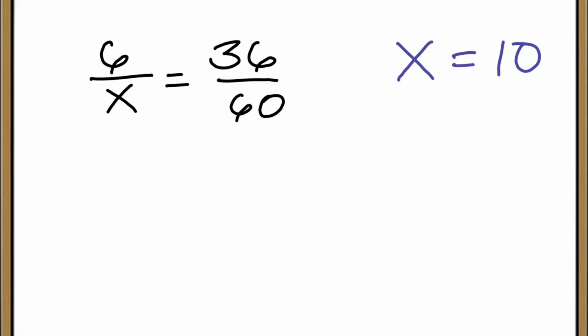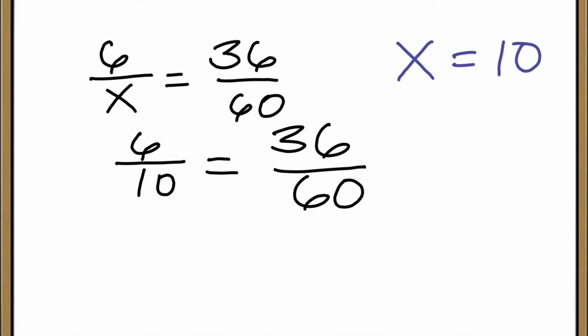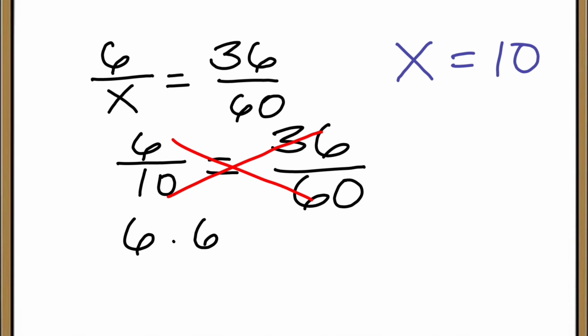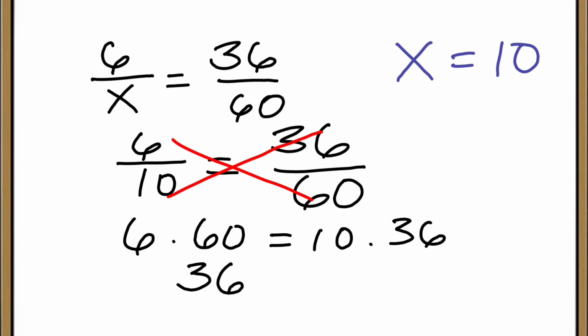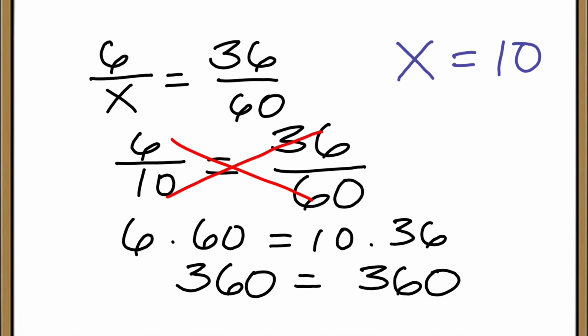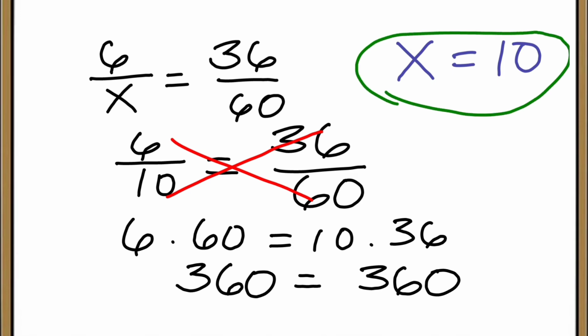So, for us to check whether our answer is correct, we are now going to substitute the value of x, which is 10, in our given. So, let's do it. 6 is to x, and the value of x is 10, equals 36 is to 60. So, we will multiply using the cross product. We have 6 times 60 equals 10 times 36. 6 times 60 equals 360, and 10 times 36 equals 360. Therefore, our answer, which is x is equal to 10, is correct.